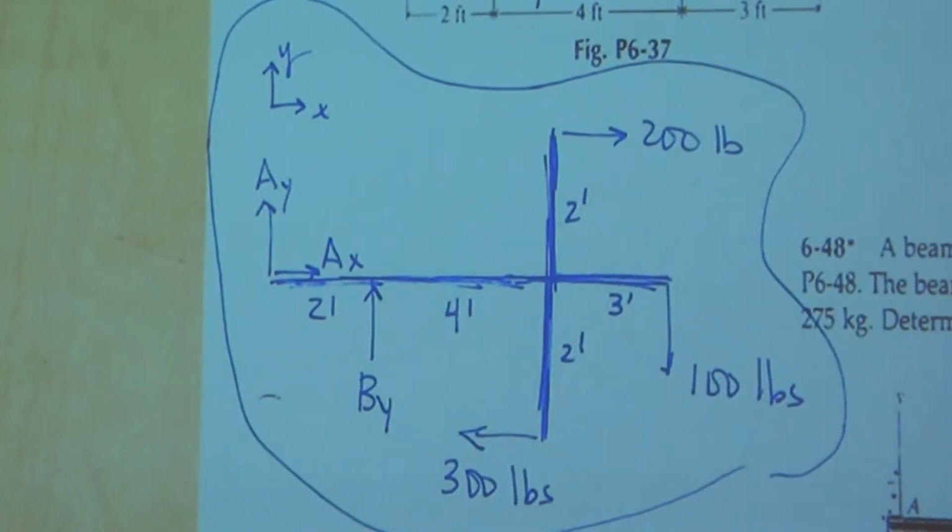Talk to the person next to you. If you got a negative in this one, think about it. If you got a negative, what does it mean? I drew it in the wrong direction. No, it doesn't mean that. What is BY? What kind of force is it? Normal. It's a normal. Should it point up? Yeah. If you got a negative, what does that mean? You made a mathematical mistake, because there's no way it's going down.